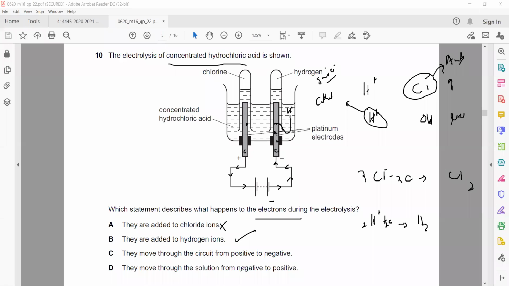They move through the circuit from positive to negative. They're not moving from positive to negative. And the last statement, they move through the solution from negative to positive. Within the solution there is no movement of electrons; the movement is from the negative terminal to the plate which we call the cathode, and from the anode towards the positive terminal of the battery. But there is no movement from positive to negative or negative to positive. That's why B is the right answer for this.